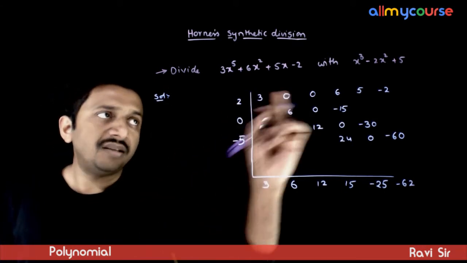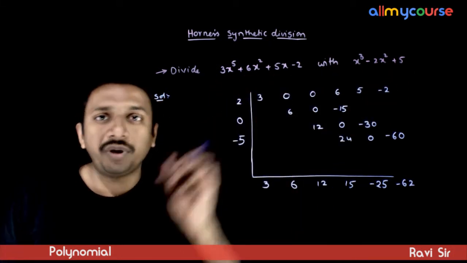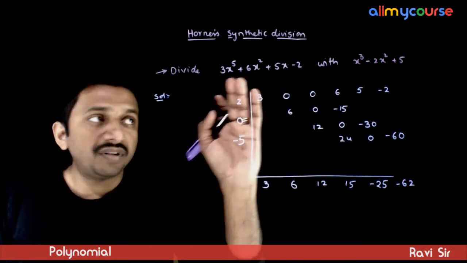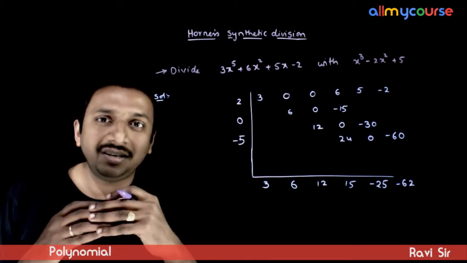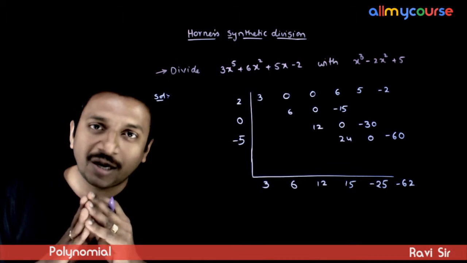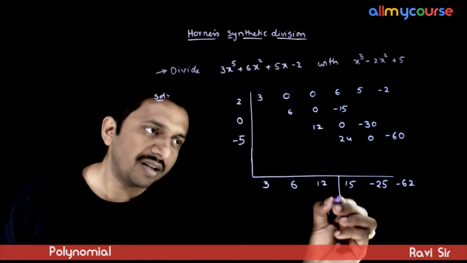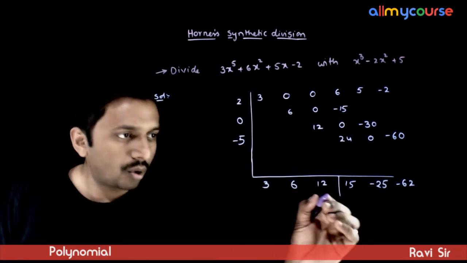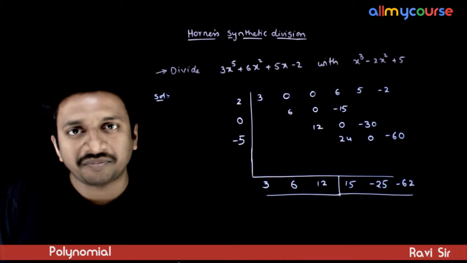Now as you can see, you are dividing a fifth degree polynomial by a cubic. So what is the degree of the quotient? The degree of the quotient is quadratic, right? That means you should have 3 numbers. So the first 3 numbers correspond to the quotient and the next 3 numbers correspond to the remainder.